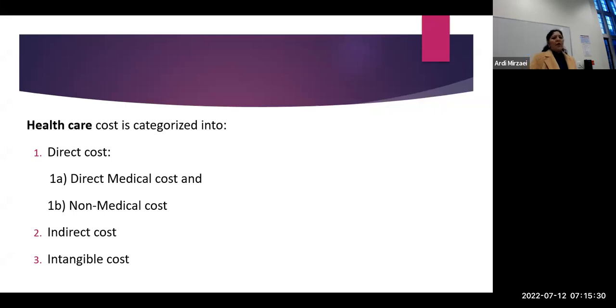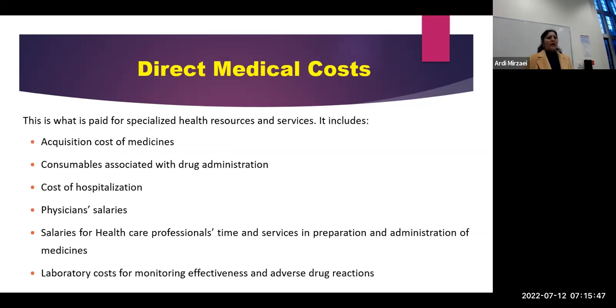Now, the healthcare cost is categorized into direct cost, indirect cost, and intangible cost. Under direct cost, you have direct medical cost and non-medical cost. Now, what is direct medical cost? This is what is paid for specialized health resources and services.